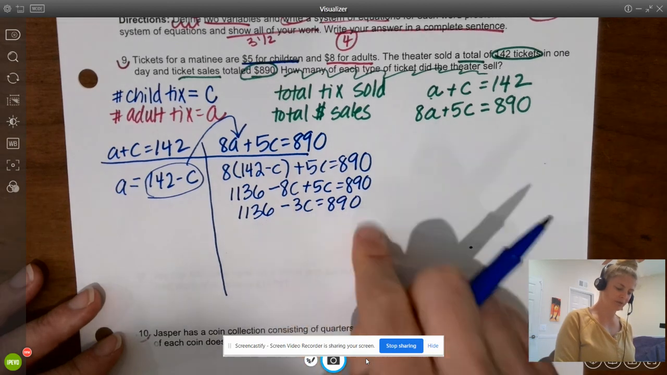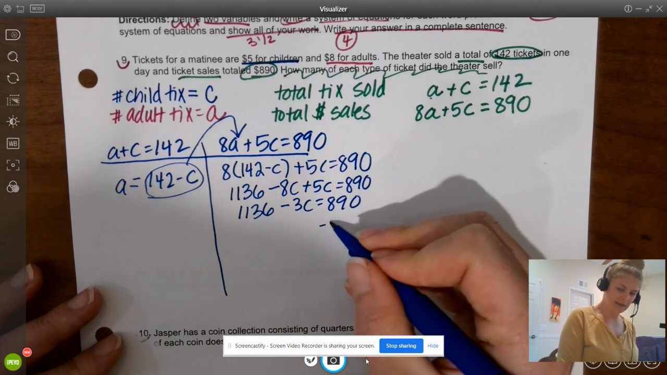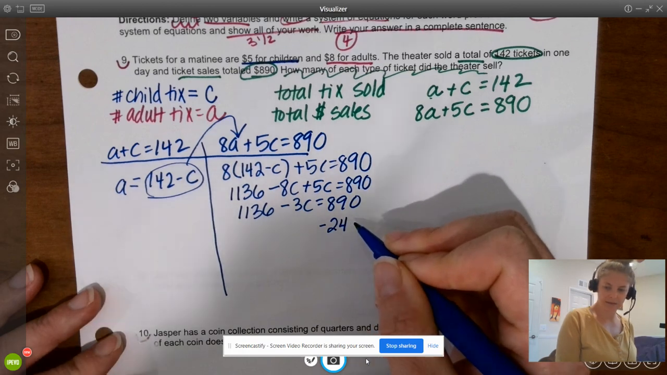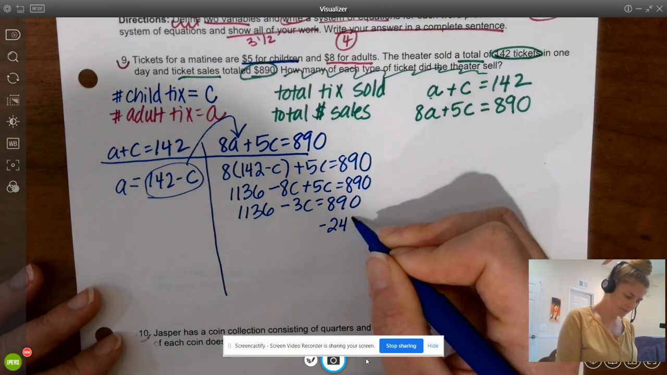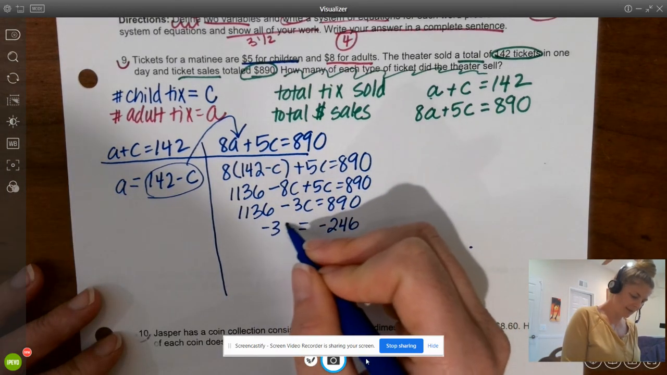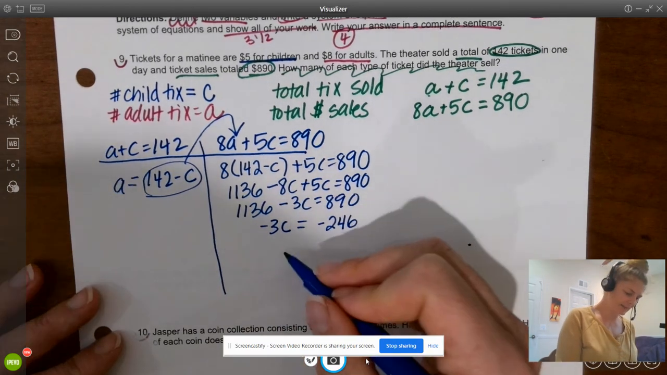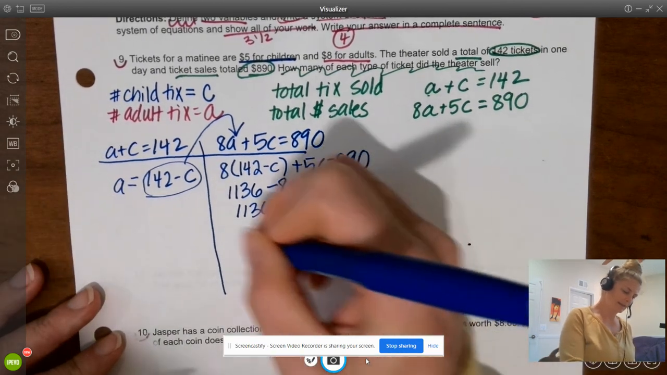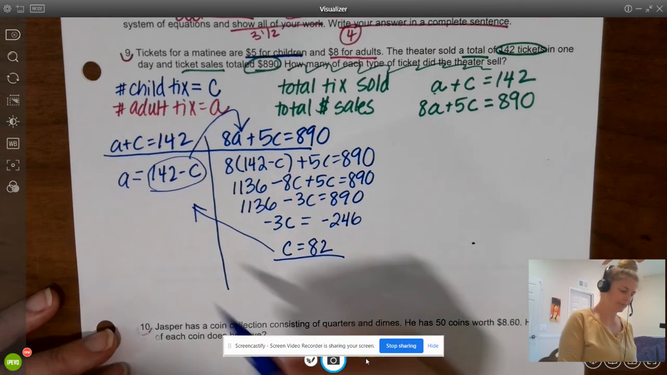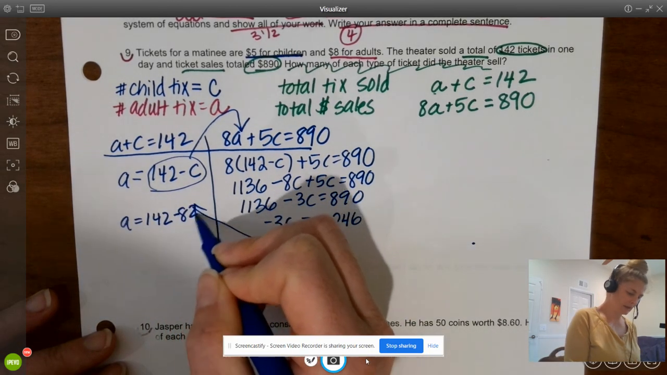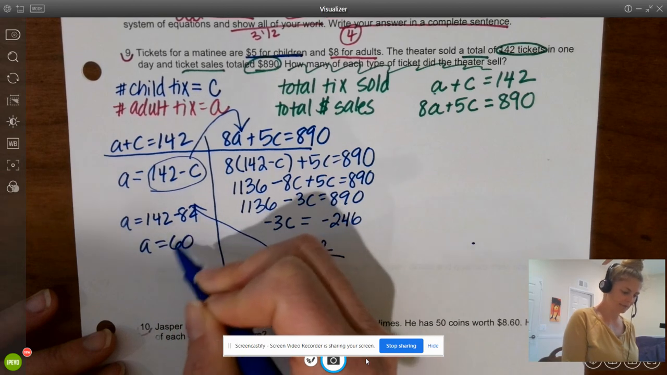Subtract 1,136 from both sides. I get negative 246 is equal to negative 3C. And when I divide both sides by negative 3, I get C to be 82, which is excellent. Now I just need to solve for A. A is 142 minus 82, so I get A to be 60.